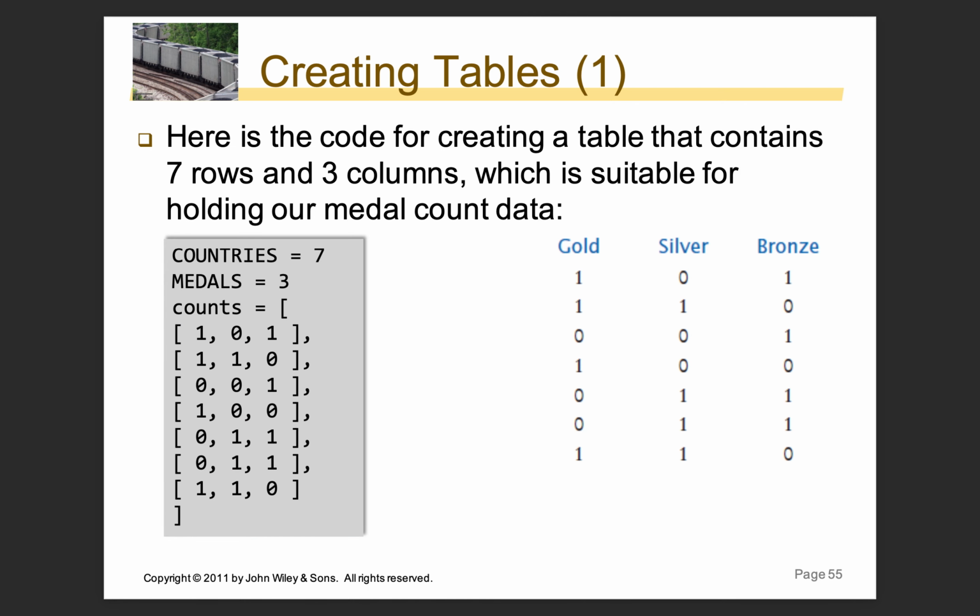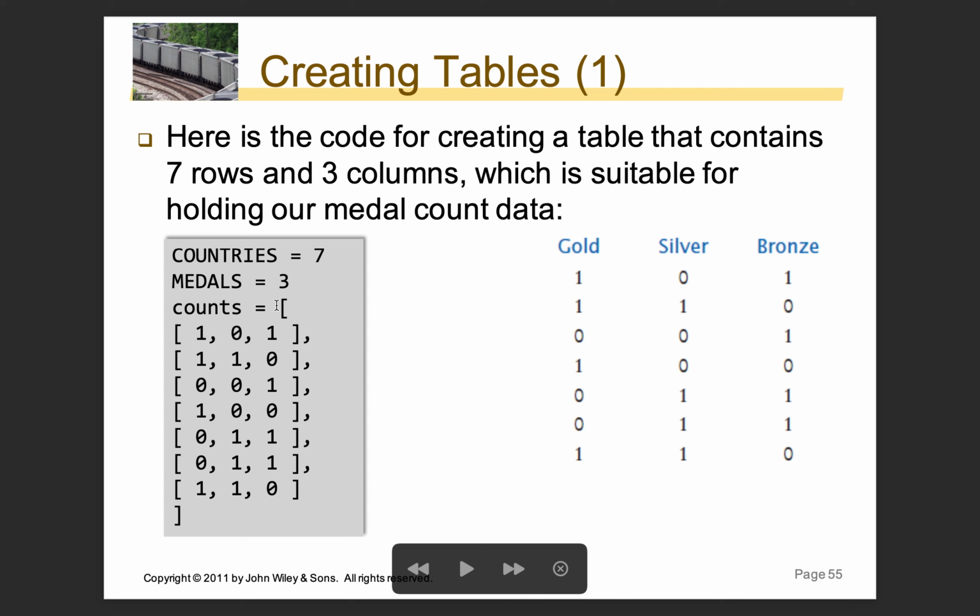Here is the code for creating a table that contains those 7 rows and those 3 columns, which is suitable for holding the medal count data. So we're only thinking about this internal bit of numbers here, not necessarily the titles. Countries equals 7, so we've got 7 countries competing. Medals equals 3, we have 3 columns for medals: gold, silver, and bronze.